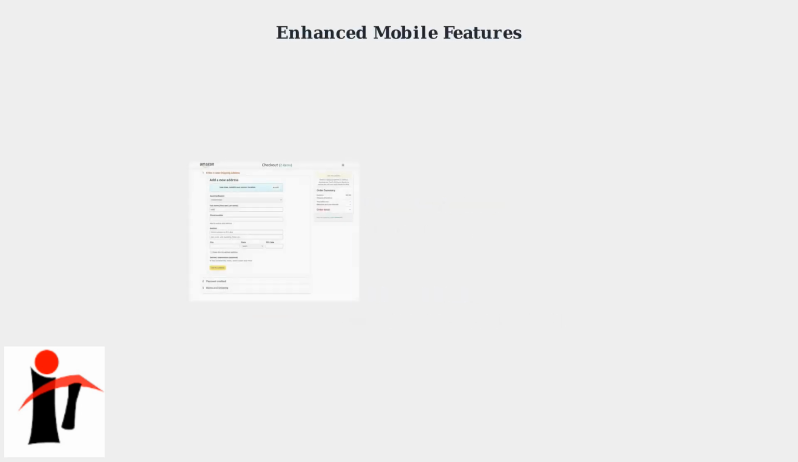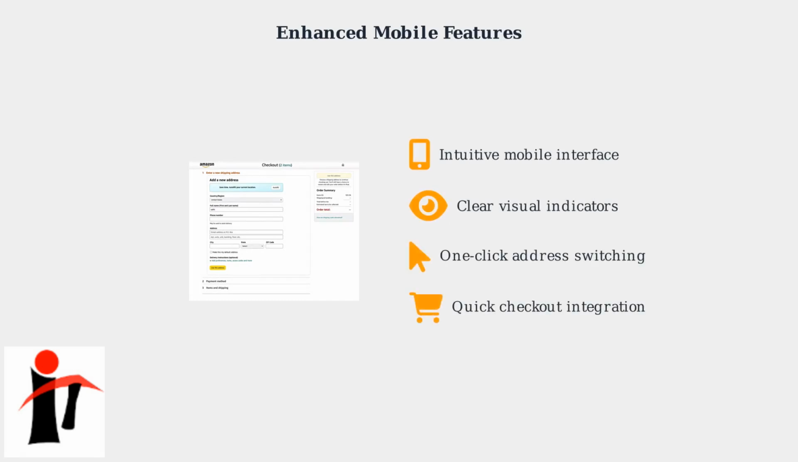Amazon has enhanced its mobile interface to make address management more intuitive. You can now quickly switch addresses during checkout without navigating through full account settings, as shown in this checkout screen. Whether you use desktop or mobile, Amazon's address management system is designed to be user-friendly and efficient. Regular address updates ensure smooth deliveries and a better shopping experience.